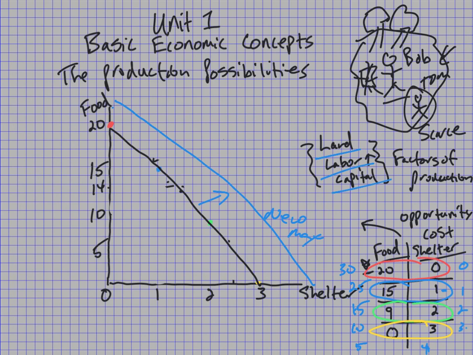All right, well, what would cause this thing to shift inward? Well, let's say the tree died, the machine didn't work, Bob got sick. We have less land, labor, or capital, and it would move the whole line inward. Our max would change. Okay? So this is our production possibilities frontier model, and it shows how much we can produce with the given amount of land, labor, and capital that we have.